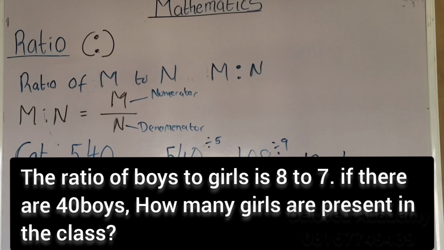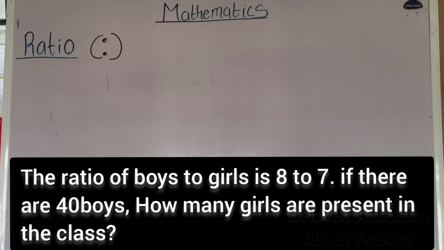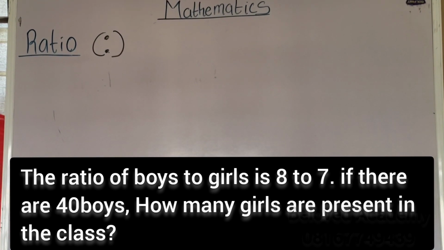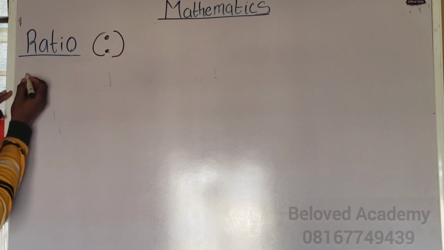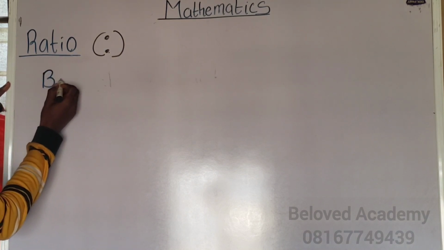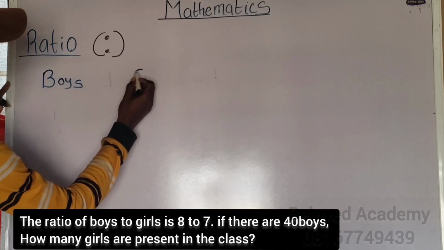The ratio of boys to girls is 8:7. If there are 40 boys, how many girls are present in the class? To solve this question, we are going to put the information related to the boys on one side and the information related to the girls on another side. For easy computation, just pay attention. Now we are told that the ratio of the boys to girls is 8:7. Let's say this is boys, and we have girls on this side.